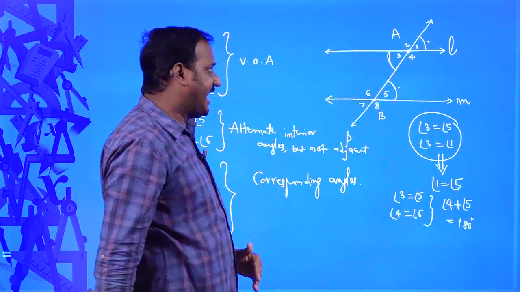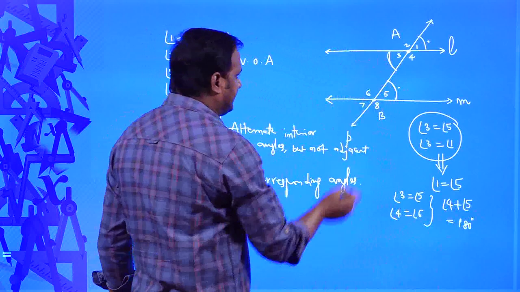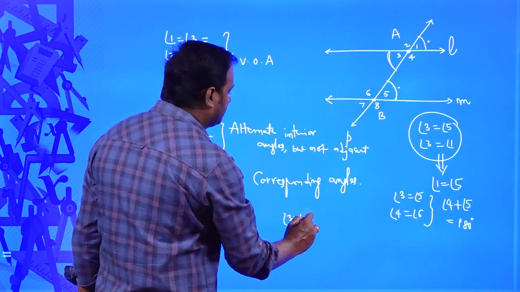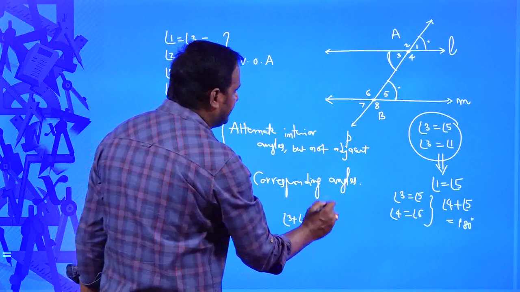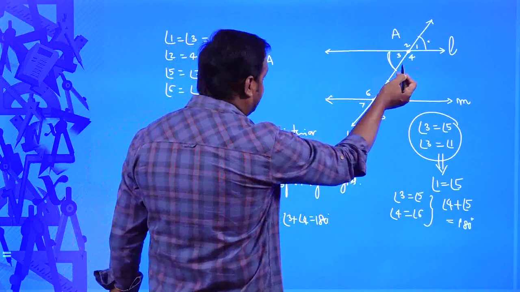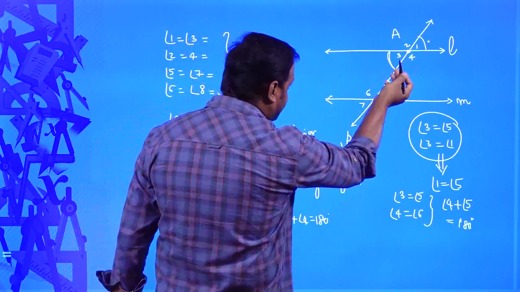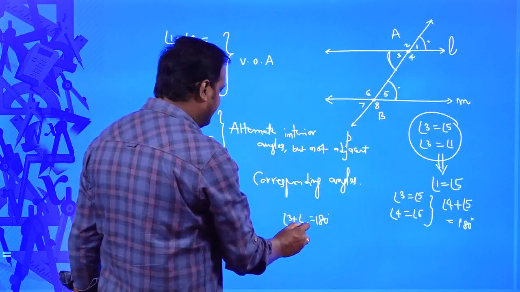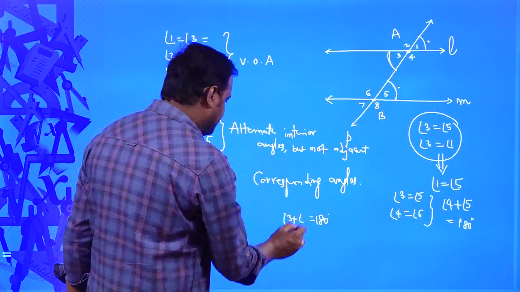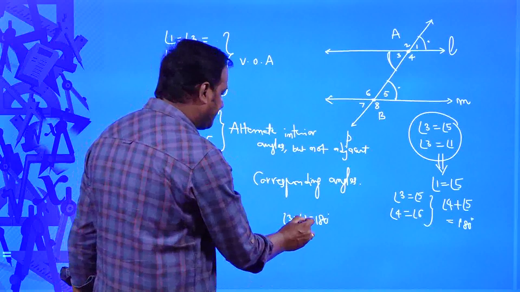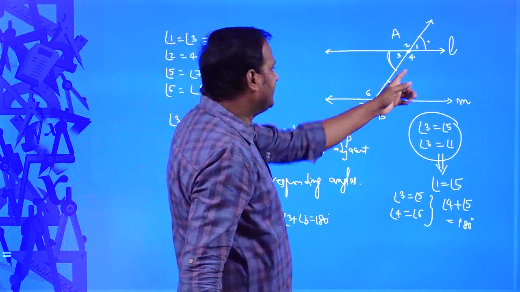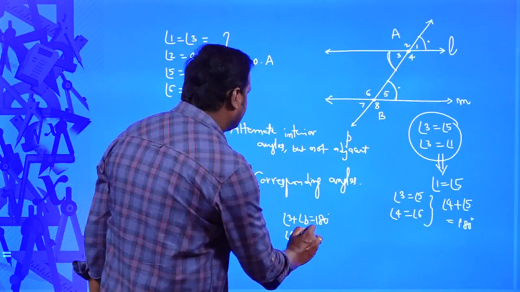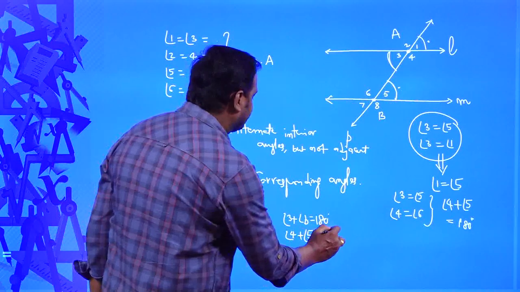You could identify angles here. Those angles are 3 and 4. Angle 3 plus angle 4 is equal to 180 degrees, but here especially angle 3 plus angle 6 is 180 degrees. That is why I will write here angle 3 plus angle 6 is equal to 180 degrees, and then angle 4 plus angle 5 is also equal to 180 degrees.